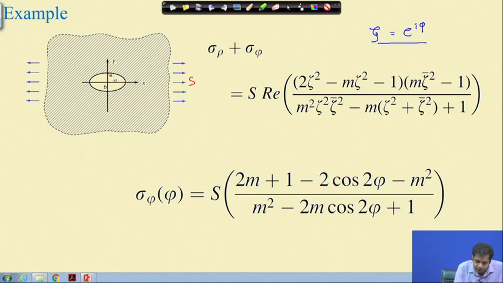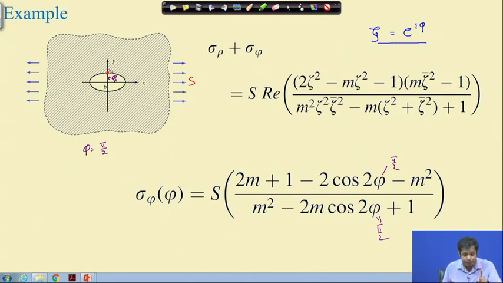Now, we want to find out what is the stress at this point and stress at this point. Let's consider stress at this point. We want to find out stress only at this point, the dotted point. And what is phi in this case? If this angle is phi, then phi will be pi by 2, right. So, let us substitute pi by 2 here. If you substitute pi by 2, what we get is the stress at this point.